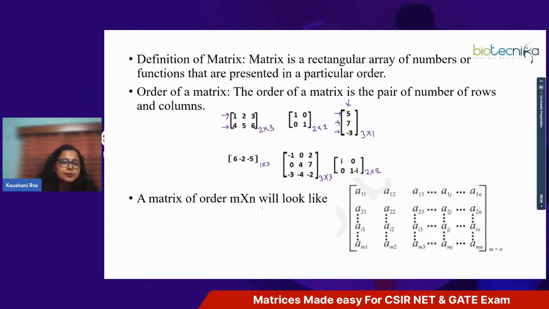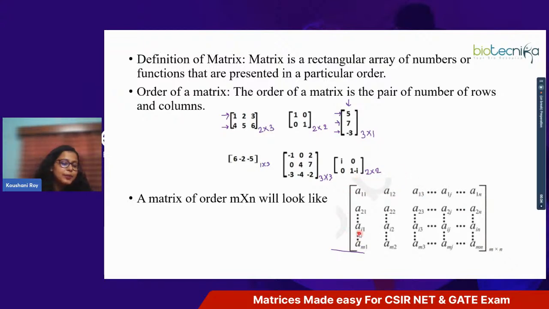Let me change to a pen. Now let us come to this matrix. Whenever we are looking at a matrix, all these are the rows of the matrix, and these are the columns of the matrix.